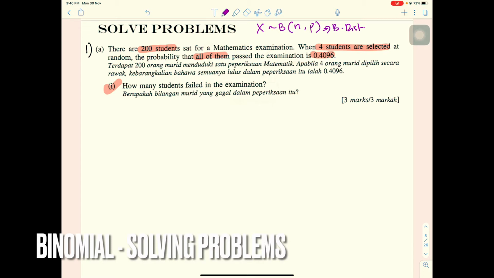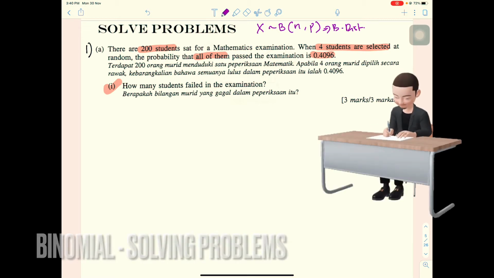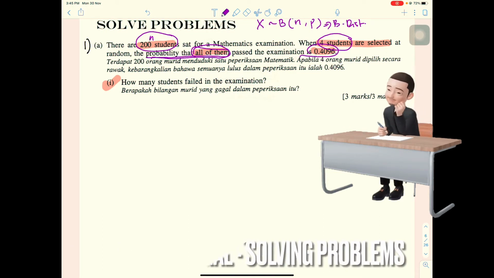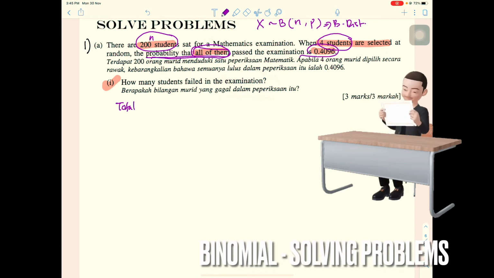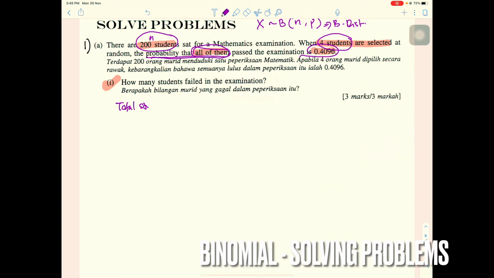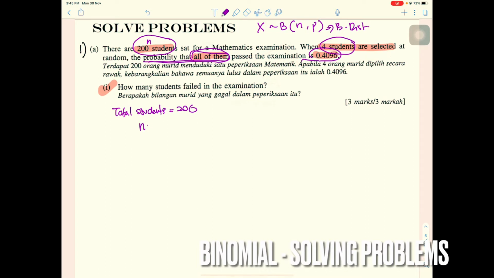Okay, from here, let's collect the information first before we start to solve the problem. The total number of students that sit for the examination equals 200. And then 4 students are selected, which is the value of n. And because the probability is not stated, P equals P, therefore Q equals 1 minus P.